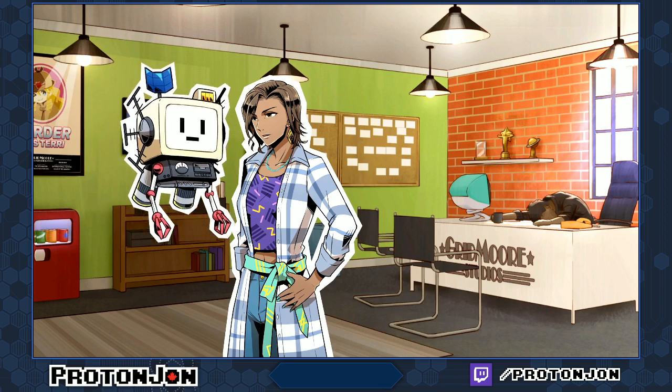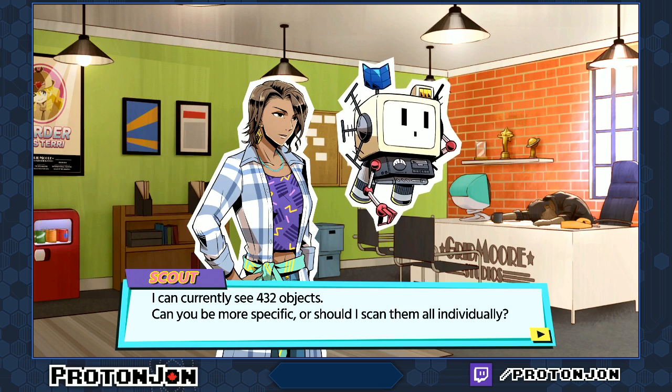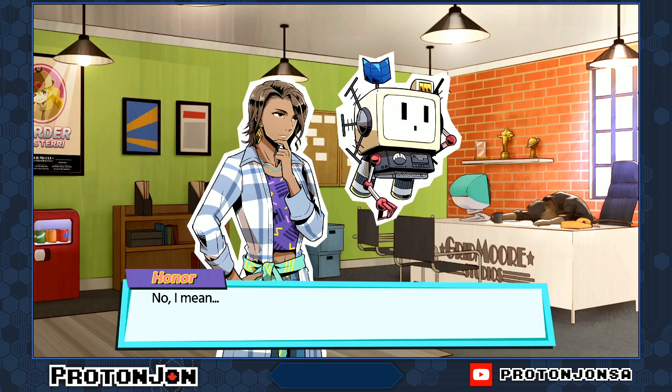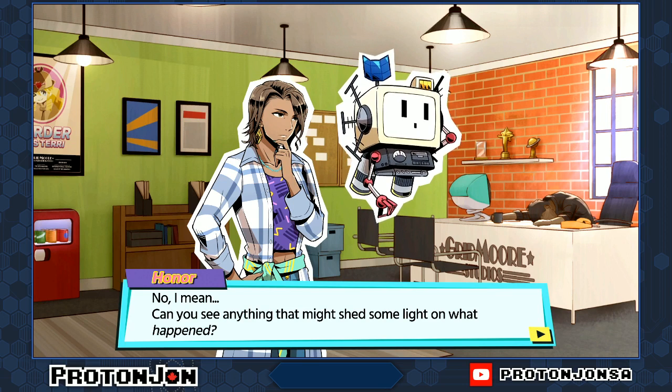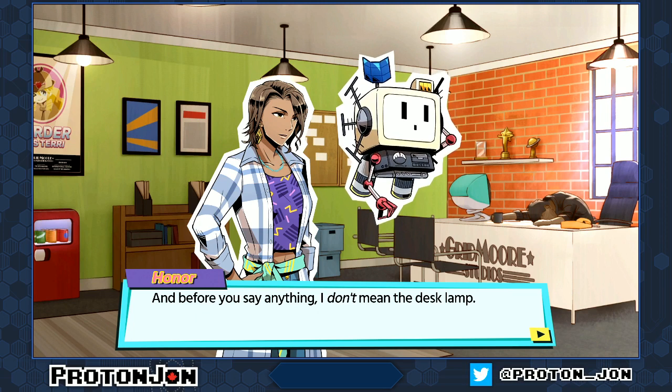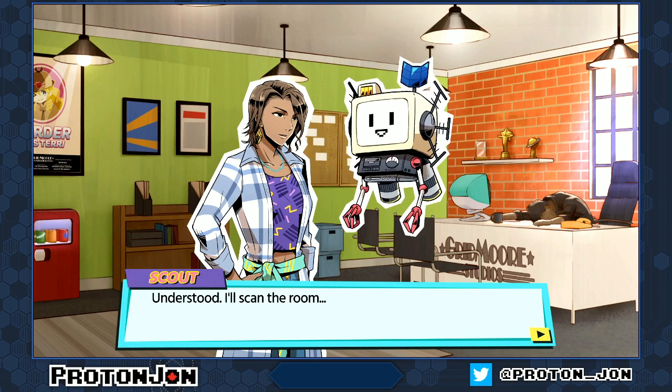Scout, can you see anything? I can currently see 432 objects. Can you be more specific, or should I scan them all individually? No, I mean, can you see anything that might shed some light on what happened? Before you say anything, I don't mean the desk lamp. Understood. I'll scan the room.